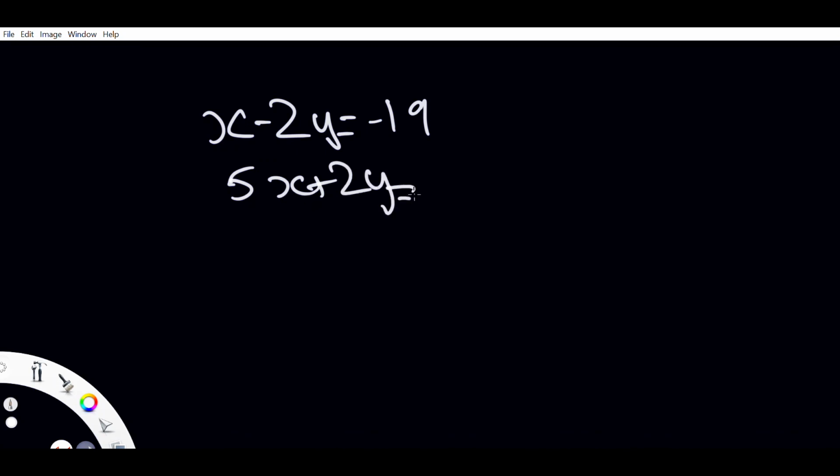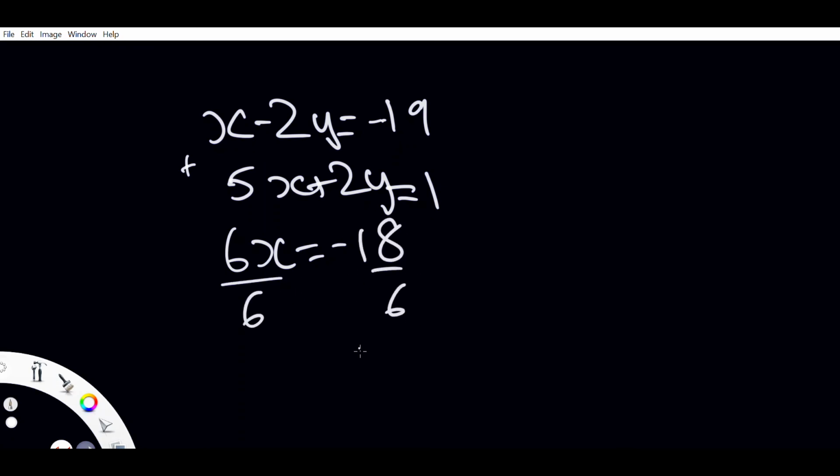So to visualize, let's solve this one. x minus 2y is equal to negative 19, and 5x plus 2y is equal to 1. So here we can see that negative 2y and 2y cancel each other out and make 0. If we add these two, we get 6x. So we can add all the sides together to get 6x is equal to negative 19 plus 1, which is negative 18. We can divide both sides by 6. We get x is equal to negative 3.